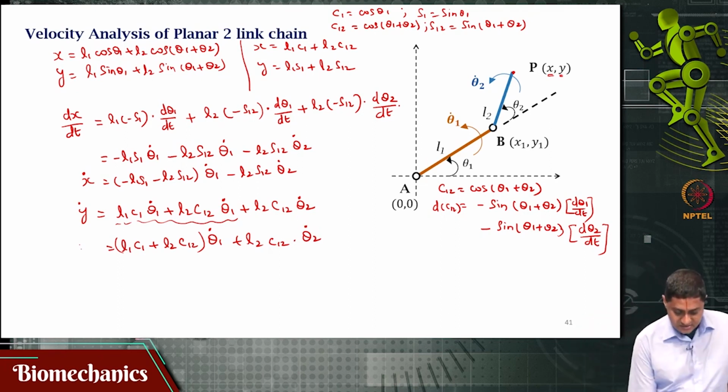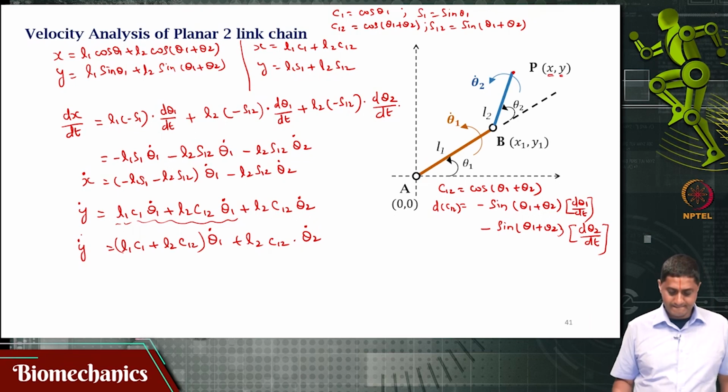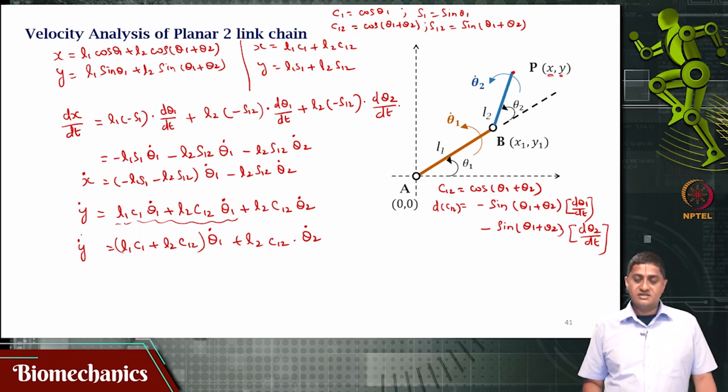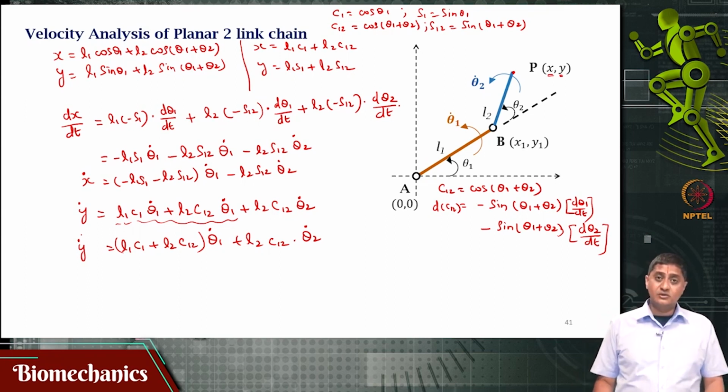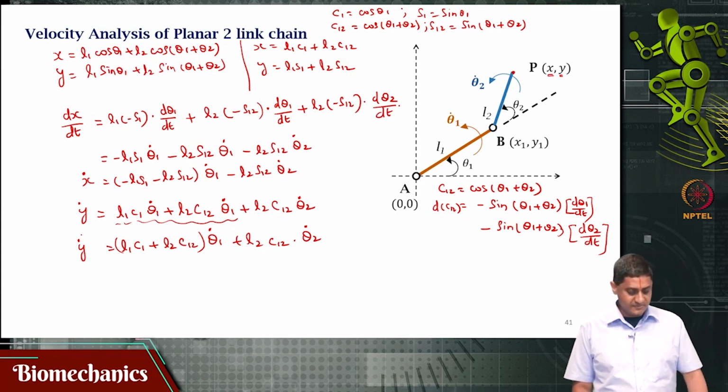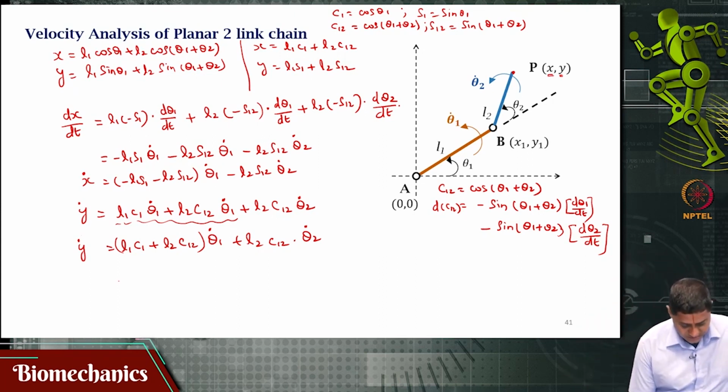So, this is the differentiation of the y component, this is y dot. Now, I can write out this entire velocity equation as a single matrix. Let me try to write this out. This is velocity, which is x dot, y dot.